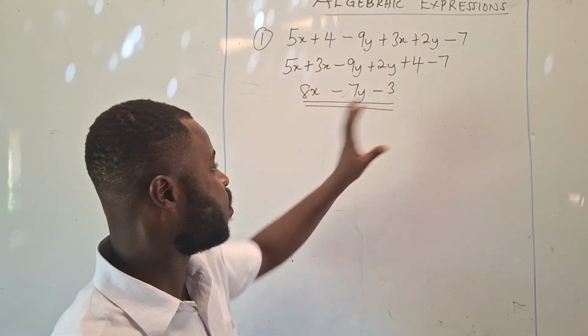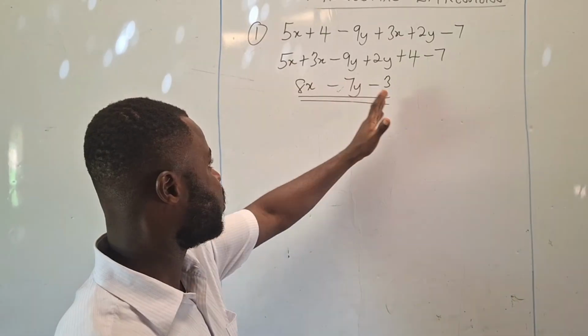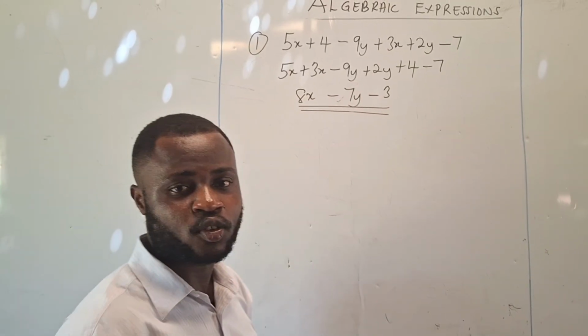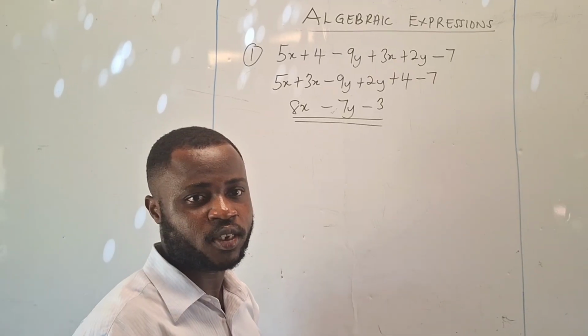Now we have simplified it. We can't add this to this and this because they have different letters. So this is the answer to question 1. Let's take question 2 on this.